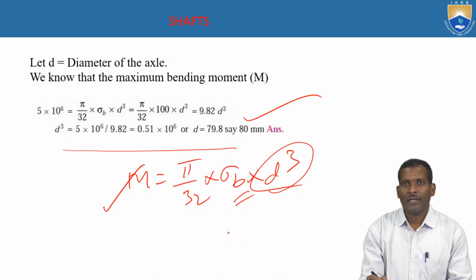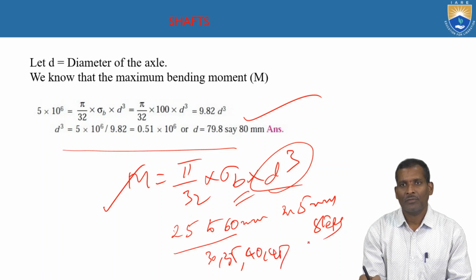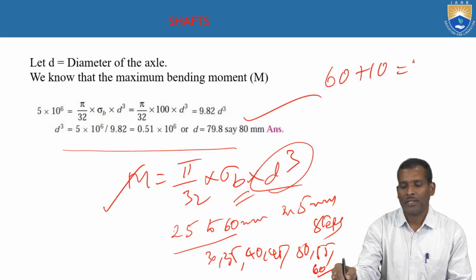So always the standard diameter of the shafts are taken like this, 25 to 60 mm size in 5 mm steps. So 25, next 30, 35, 40, 45, 50, 55, 60 like this. After that 10, 10 mm. So 60 plus 10, 70, 70 plus 10, 80.